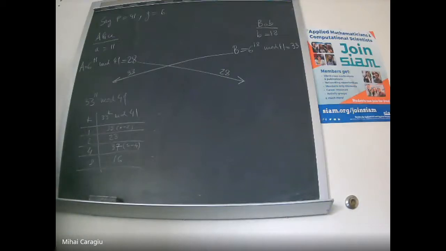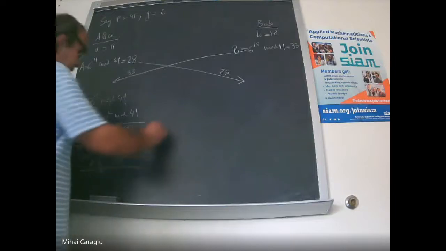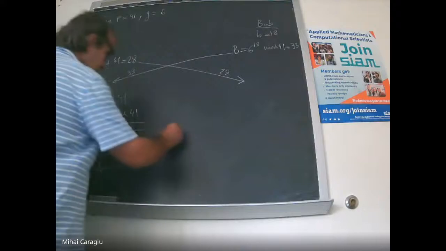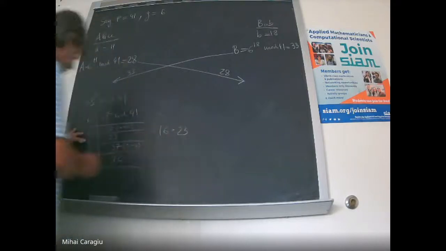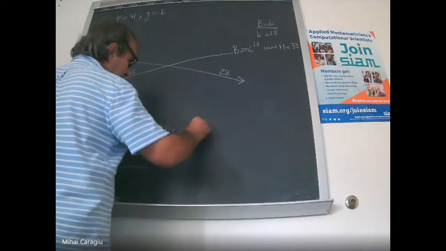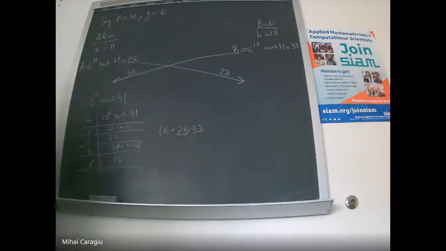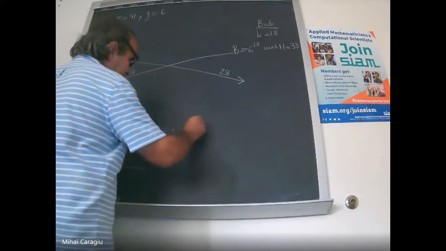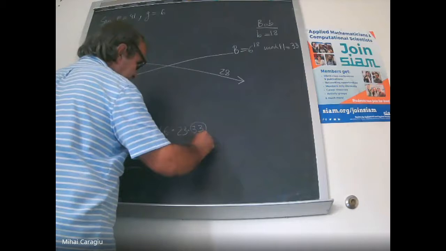Okay, so let's calculate the 11th power. The 11th power is, as before, the 8th power times the 2nd power times the 1st power. So if you calculate 16 times 23 times 33. Okay, so let's see what we get here. 33 is, let's put in minus 8 before this.